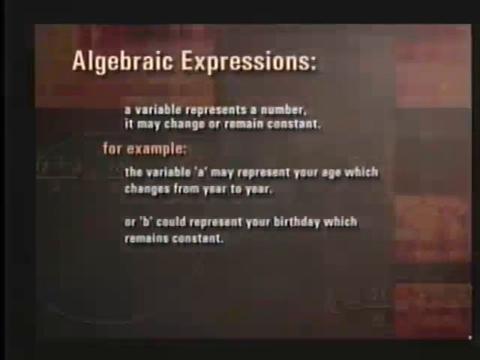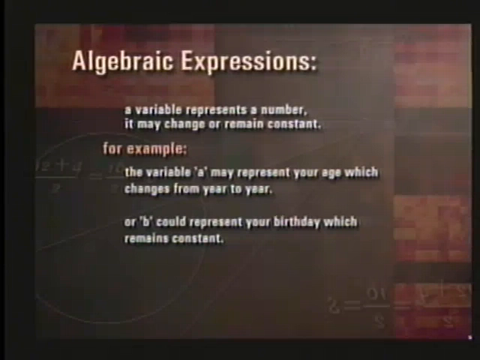Now, where we're going to begin our adventure is discussing algebraic expressions. We're going to express ourselves algebraically. So let's go to our first graphic here, and we're going to look at some definitions. A variable represents a number. It may change or remain constant. For example, the variable A may represent your age, which changes from year to year, or B could represent your birthday, which remains constant.